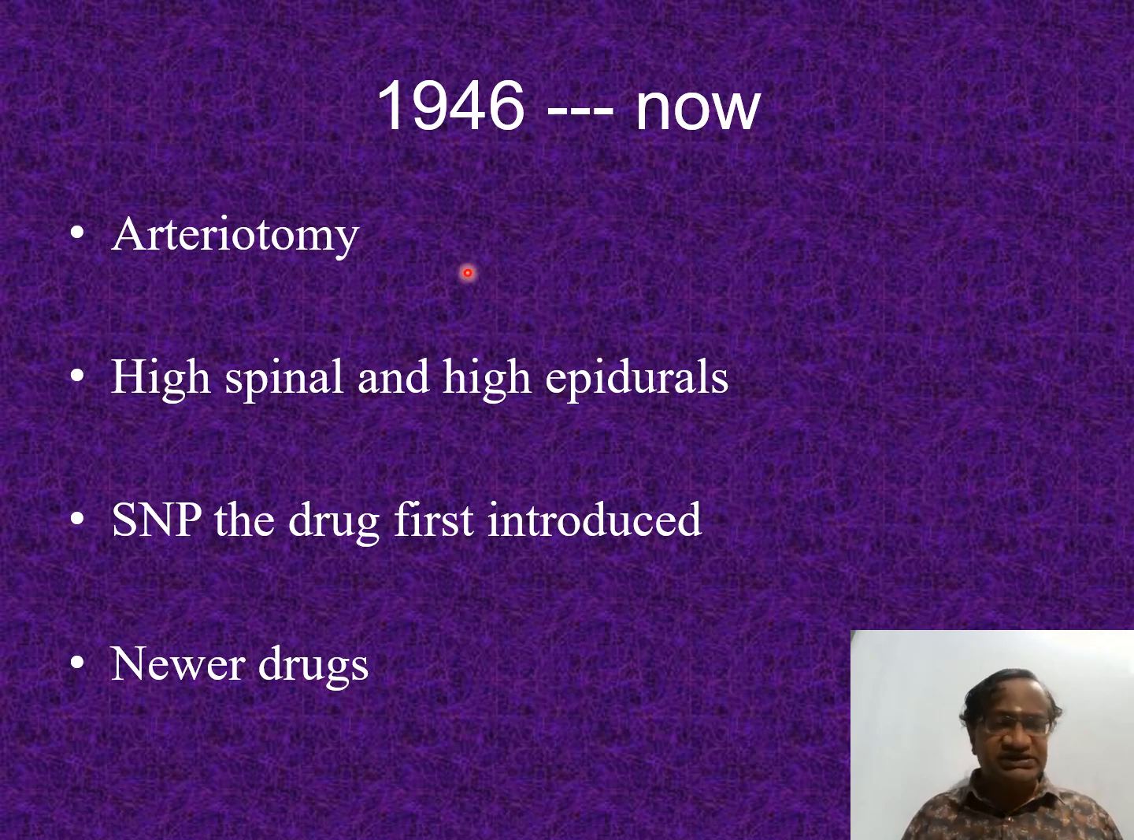In 1946, they started with arteriotomy, and they went on to give high spinals and high epidurals. Then the first drug was SNP, and slowly the newer drugs have come.